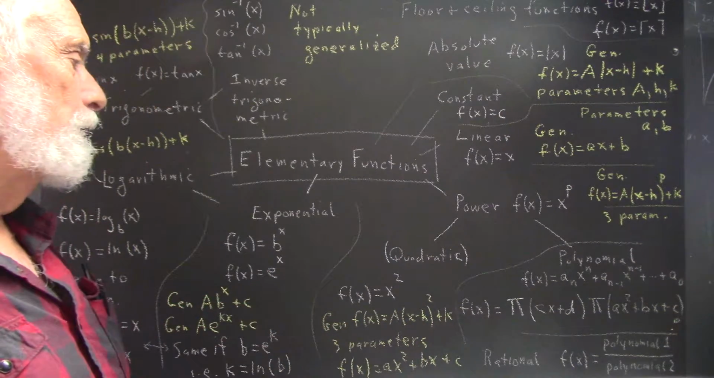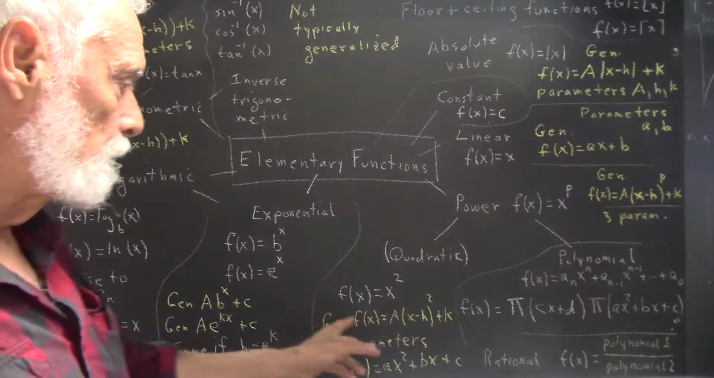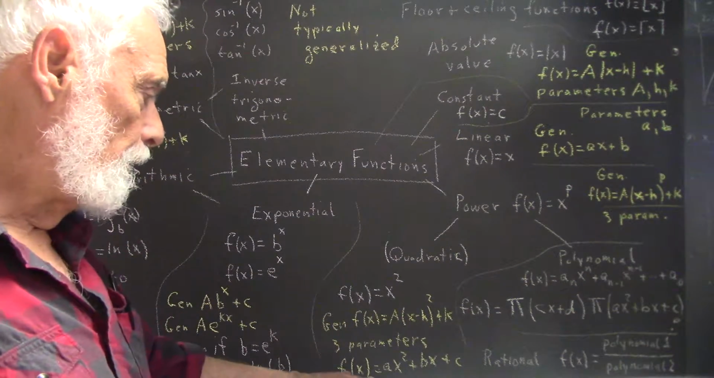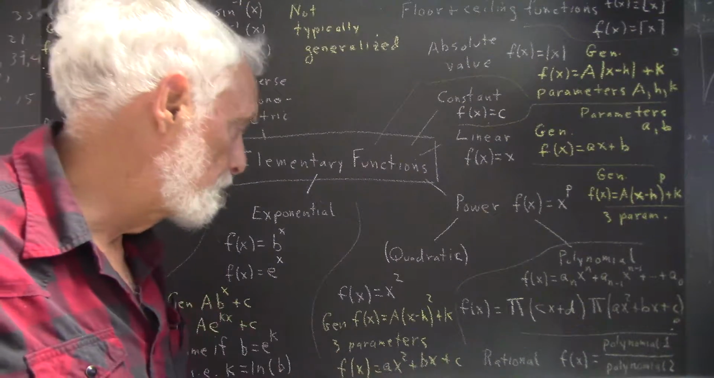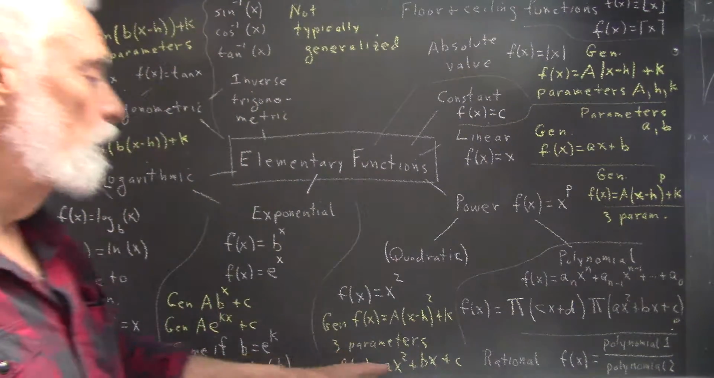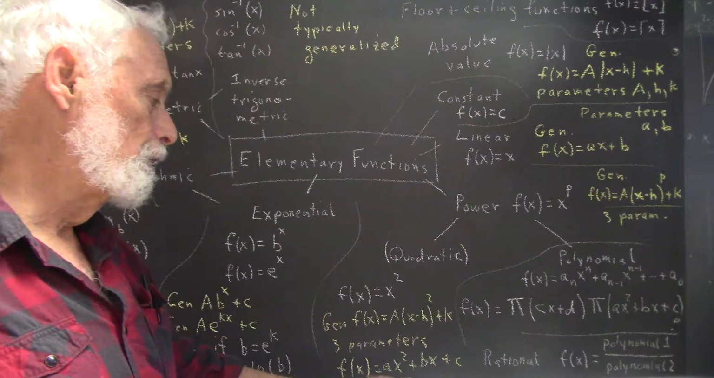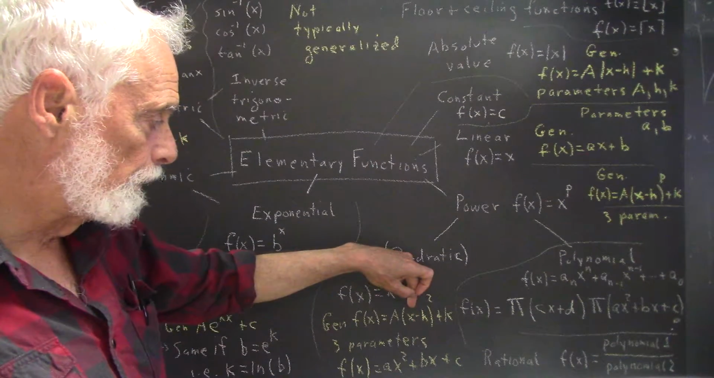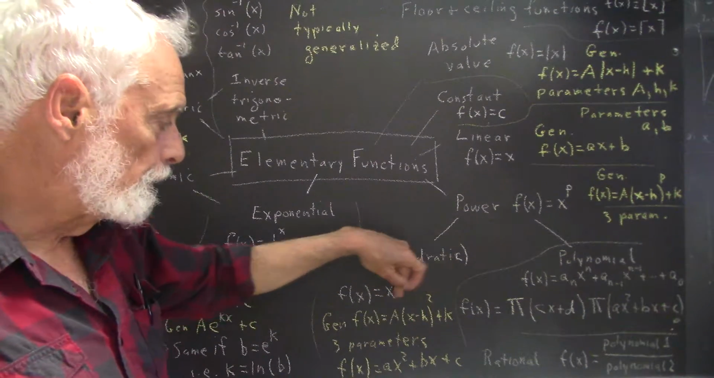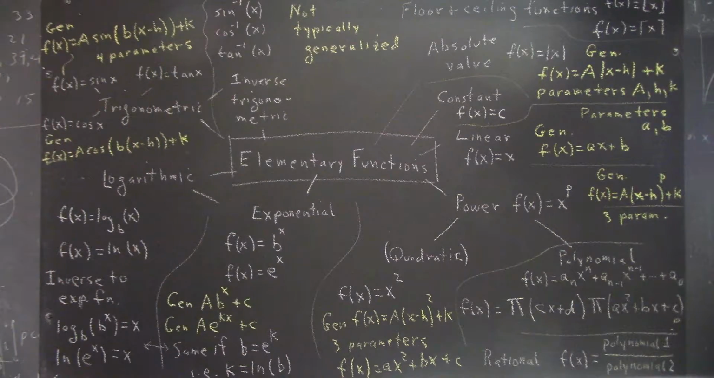vertex form of the quadratic, and of course we can expand this and get it in the form a x squared plus b x plus c. And given the form a x squared plus b x plus c, we can complete the square, bring it back into this form, and see what the vertex and the vertical shift are.